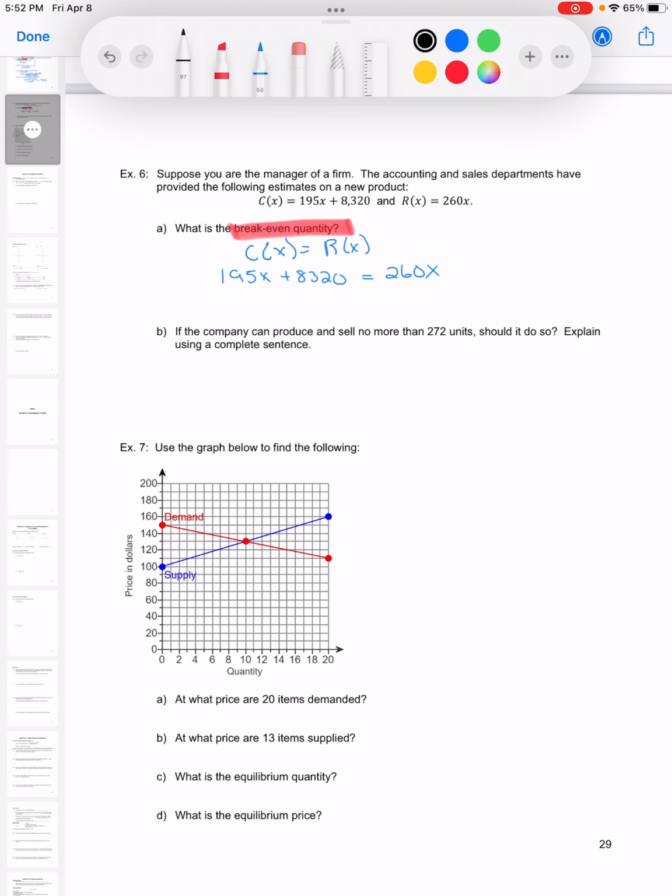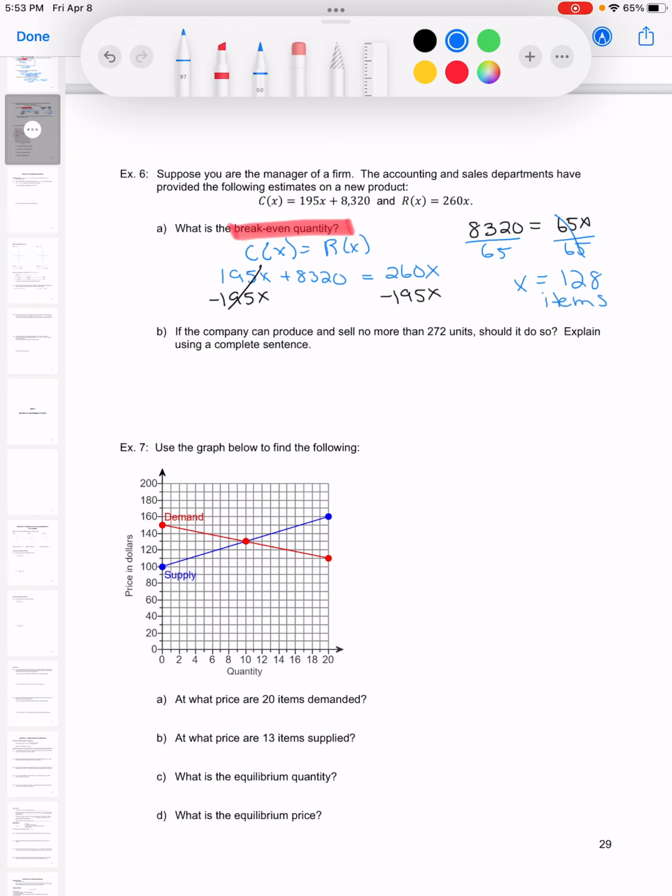Be careful. Do not move that 260X. It's by itself. We need to leave it by itself. Instead, move the 195X over. That's going to give me 8,320 is equal to 65X. I'm going to keep solving for X by dividing by 65. So X is equal to 128. So our break-even quantity is 128 items.